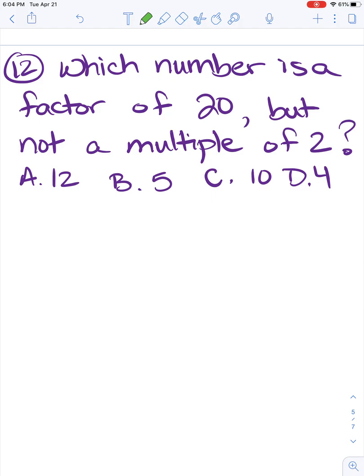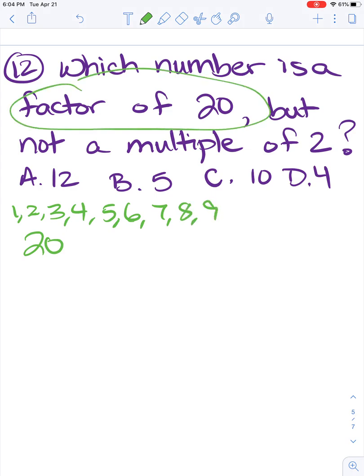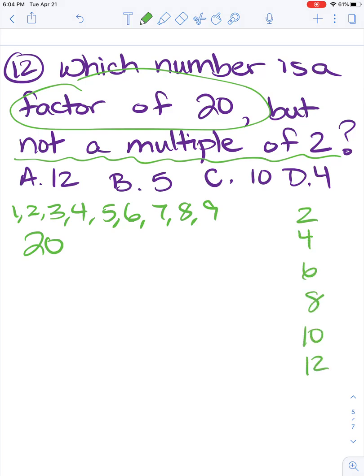Which number is a factor of 20 but not a multiple of 2? Remember, factor, factor, product. That means what two numbers can be multiplied together to get 20. Remember when we do that, we list 1 through 9 to find the factors. Okay, it is a factor of 20, but it is not a multiple of 2. Well, let's count by 2s. Remember, it's our multiple song. 2, 4, 6, 8, 10, 12, 14, 16, 18, and 20.